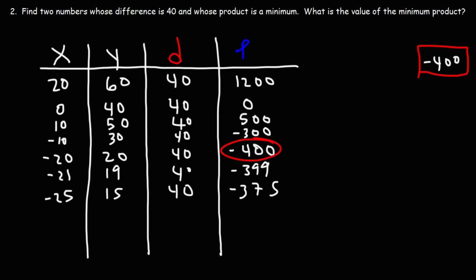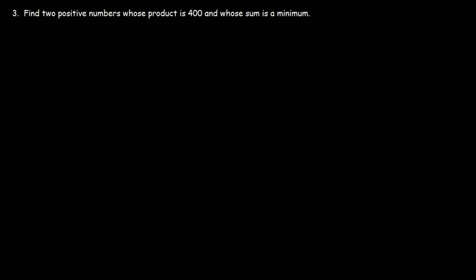That is the minimum product that we can get with two numbers that have a difference of 40. And so we can see that the process works. So the answer is negative 20 and 20 with a minimum product of negative 400. Number 3, find two positive numbers whose product is 400 and whose sum is a minimum. Feel free to pause the video if you want to work on this.